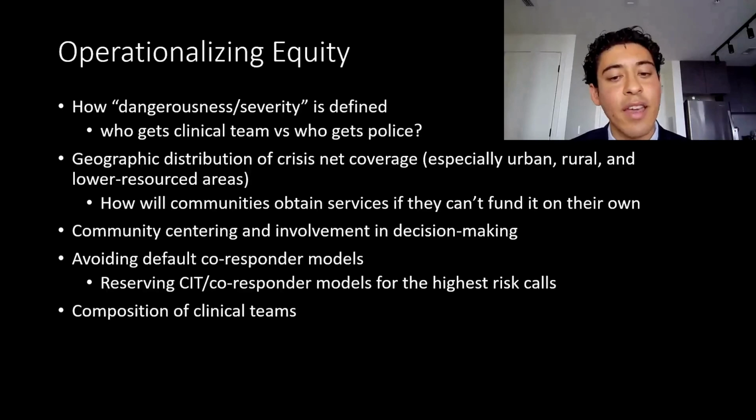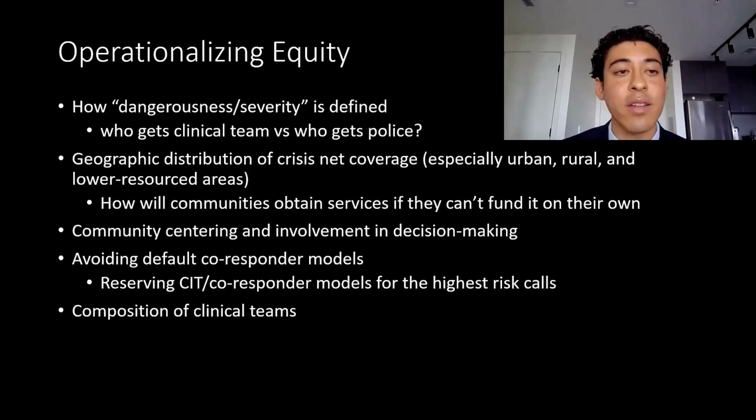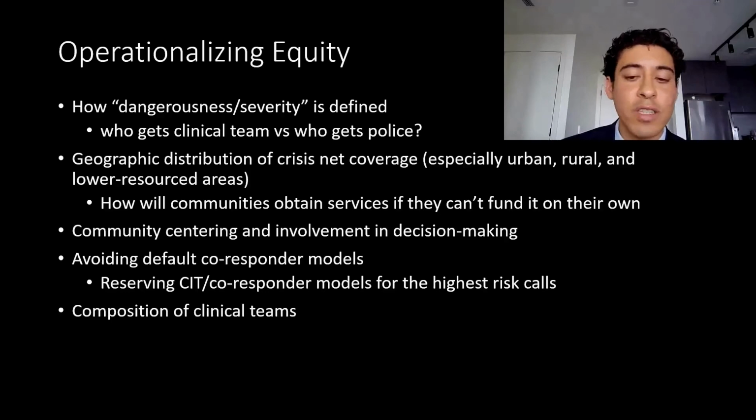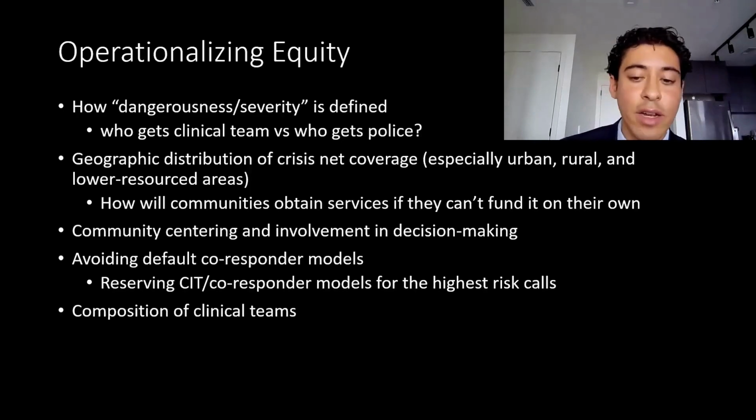Some specific equity challenges are arising as jurisdictions are attempting to operationalize these teams. How is dangerousness and severity defined, meaning who gets clinical teams versus who gets police? How will lower resource communities stand up crisis services if they're not able to fund it on their own? How much voice does the community have in its decision? The last few I really want to highlight.